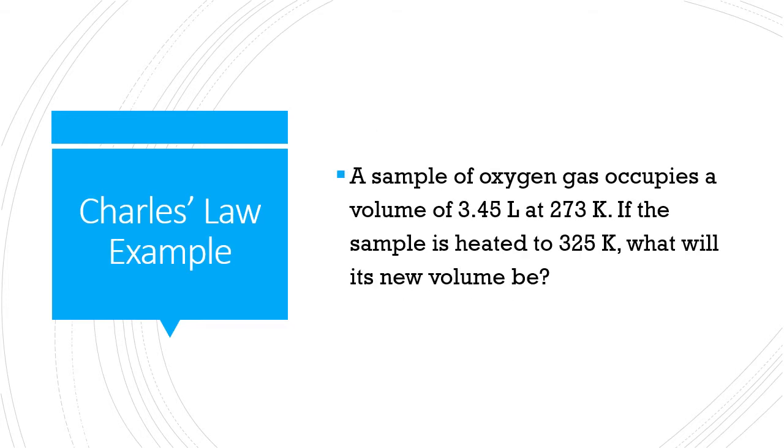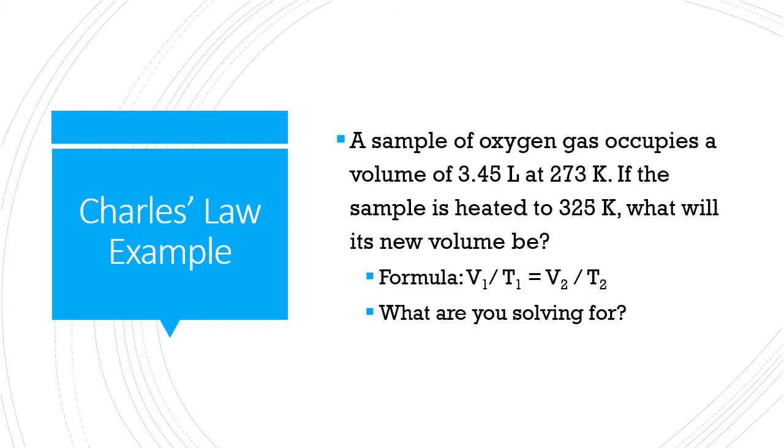Let us look at an example calculation involving Charles's law. A sample of oxygen gas occupies a volume of 3.45 liters at 273 Kelvin. If the sample was heated to 325 Kelvin, what will its new volume be? We know we will use Charles's law, so we'll use the formula V1 over T1 equals V2 over T2. But what are we solving for? We have 1 volume and 2 temperatures, which implies we're solving for one of the volumes. It does say what will the new volume be, so it looks like we're finding V2.